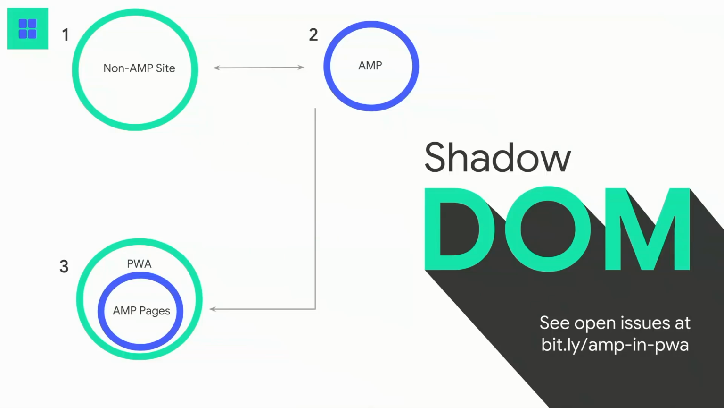So this can be done using a technology called Shadow DOM. So you can have some really powerful features in the PWA shell and have the AMP content layer function independent of the shell in the shadow root. This pattern works great overall, but there are some outstanding issues we continue to fix, which are pretty minor. So I wanted to call that out in the link on the slide.